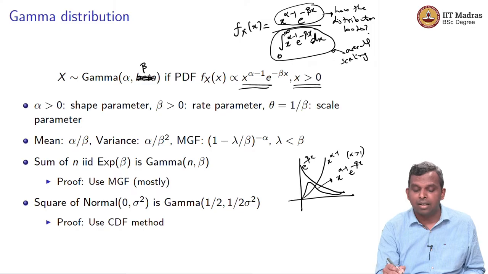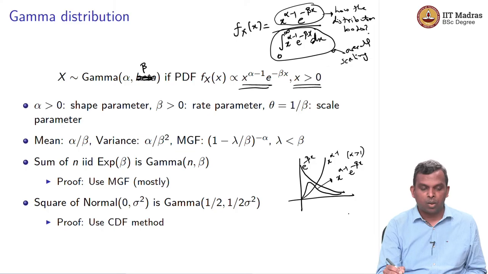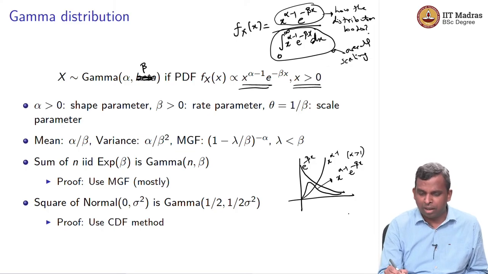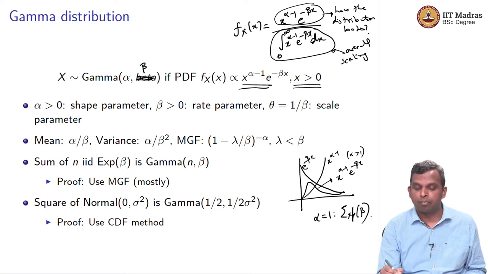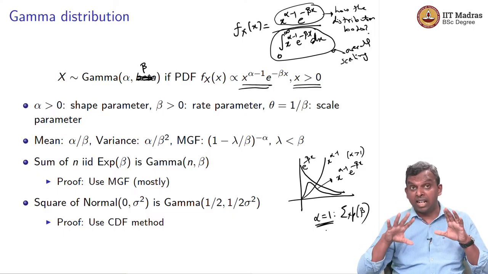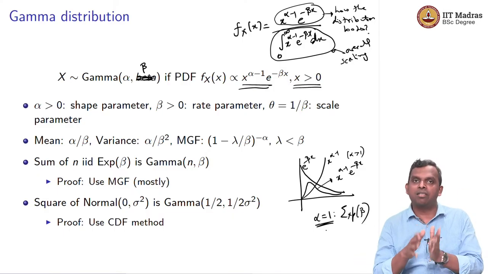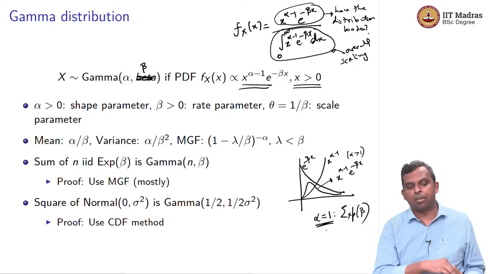As alpha increases, the rise will be a little bit more. As alpha decreases, if alpha equals 1, there is no rise, it's only a fall. It becomes exponential at that stage. So this is how the shape will look. We'll see later on how this looks. An interesting thing you can notice is that for alpha equal to 1, you get the exponential distribution. So the gamma distribution is a generalization of the exponential distribution, or another way to look at it, the exponential distribution is a special case of the gamma distribution. The gamma distribution is more general.